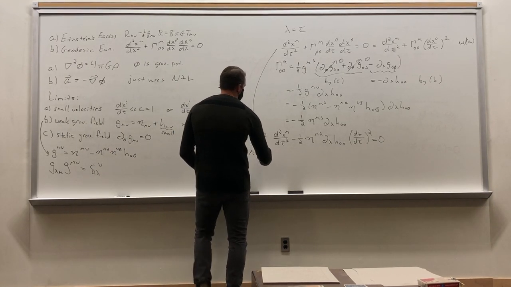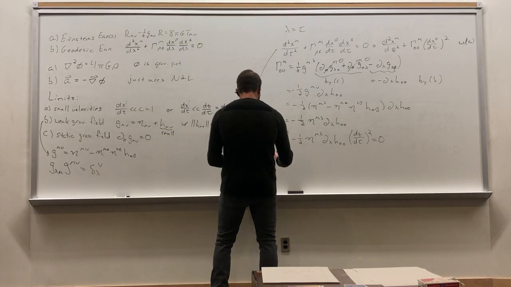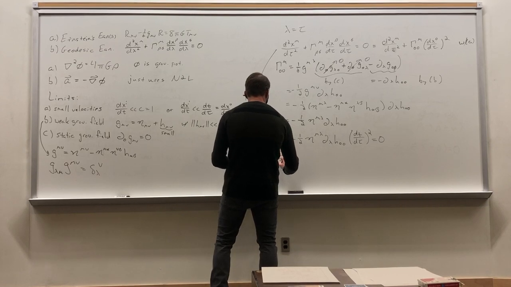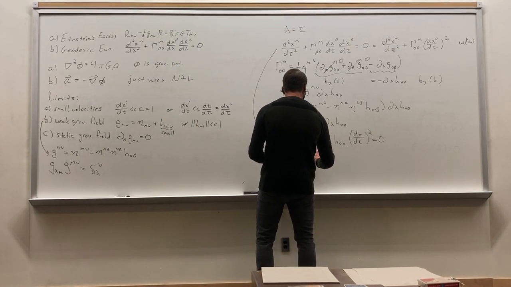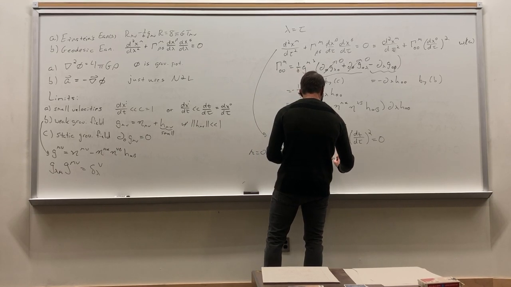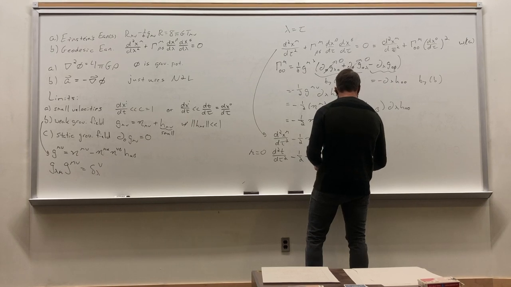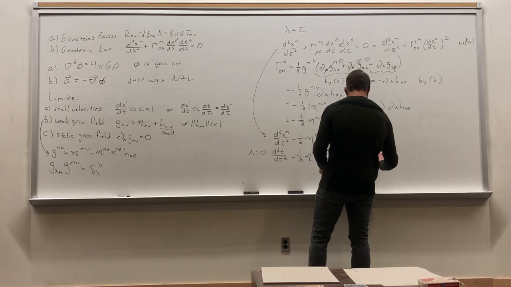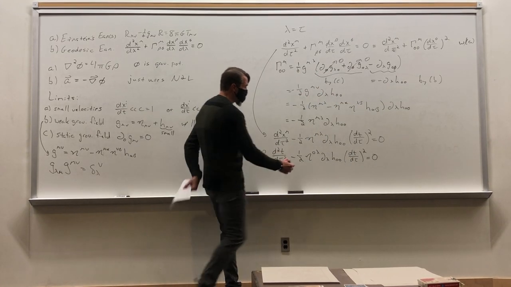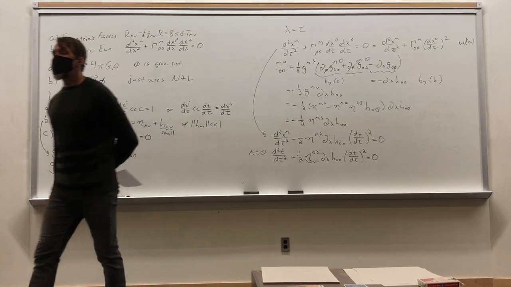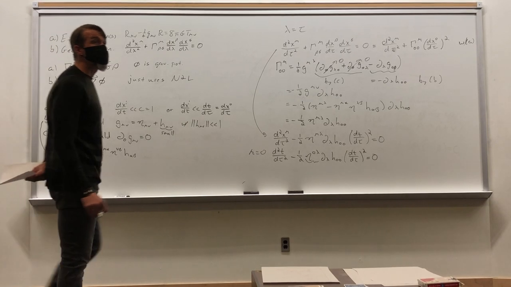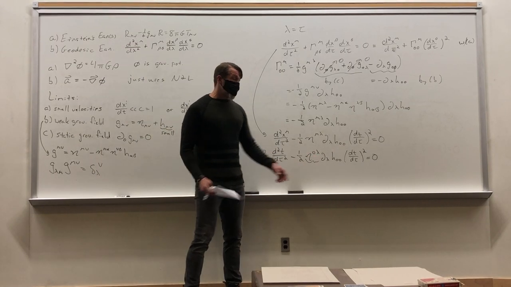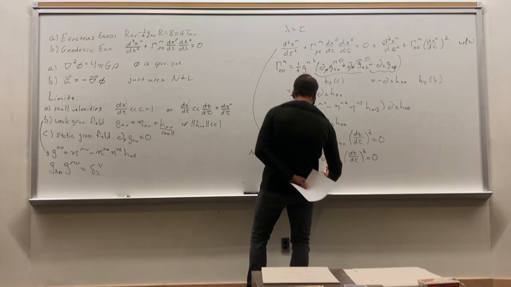All right, if we look at the mu equals 0 version of this equation, this is going to be d²t/dτ², where x0 is just time, t, minus 1/2 η^0λ ∂λ h00 (dt/dτ)² equals 0. Now, of course, what are the non-zero components of eta 0 lambda? That should have four components, but how many of them are 0? Three. Which one's not 0? Eta 0 0 is not 0. In fact, it's minus 1.